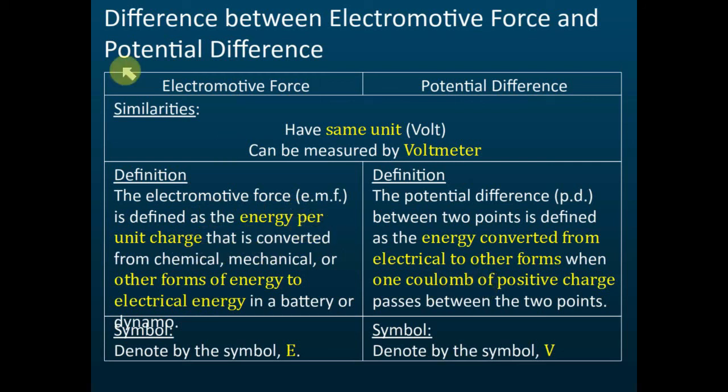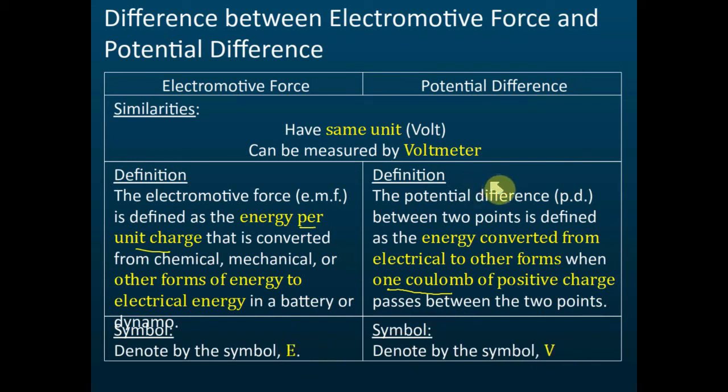This one is also per unit charge. Even though you write 1 coulomb of charge, this is one unit charge, okay? And this is also per unit charge. So that is per unit charge that is converted from chemical, mechanical, or other forms of energy to electrical energy in batteries or dynamos. This is a source of electrical energy, batteries or dynamos. The symbol used for EMF is the capital letter E. That's a difference between electromotive force and potential difference. For potential difference, we use the symbol V. For EMF, we use the symbol E.